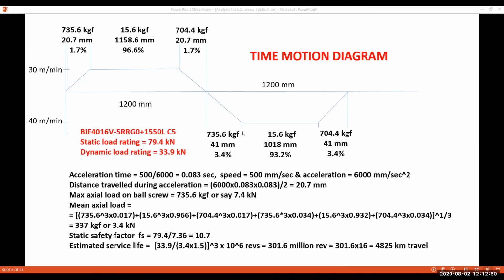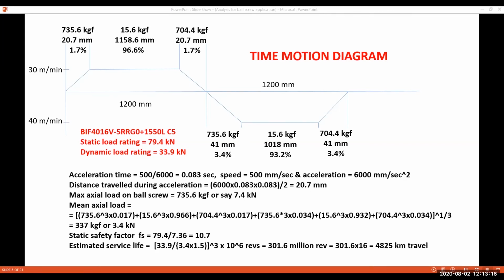So you have certain values, right? 20.7 millimeter is 1.7% of this. 1158 millimeter is 96% of this, right? So I find out approximately how much percentage. You see, the percentages are different here. Just for you to understand, I made this.